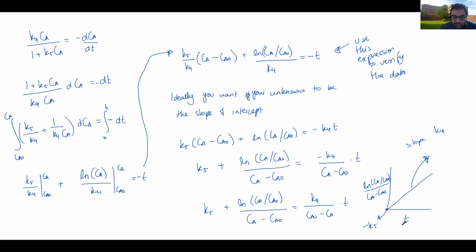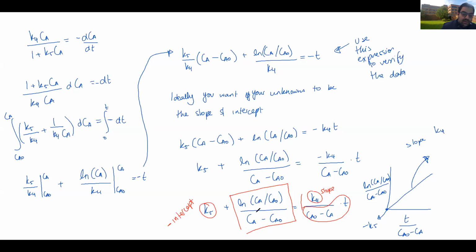I need to plot t over CA naught minus CA, right? So if I plot this expression right here, plot this expression, and versus this expression, this will be my slope, and this will be my intercept, right? Or basically minus intercept.